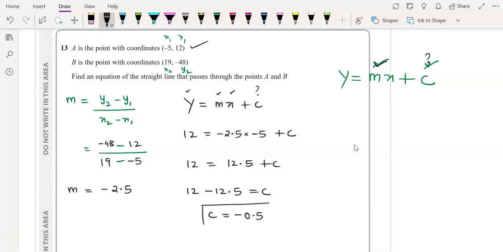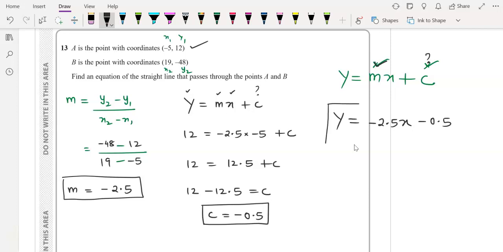Now to find the equation, you need to just plug in the two values, y equals mx plus c. So y equals, your slope is -2.5 x and your y-intercept is -0.5. So the equation of line AB is y equals -2.5x minus 0.5. Okay, moving to question number 14.